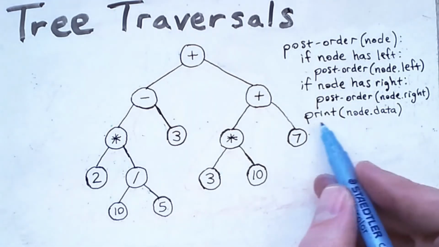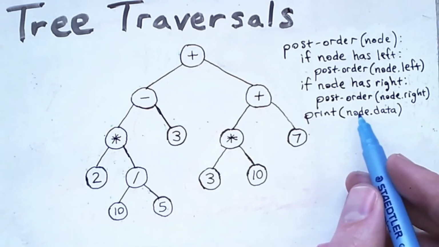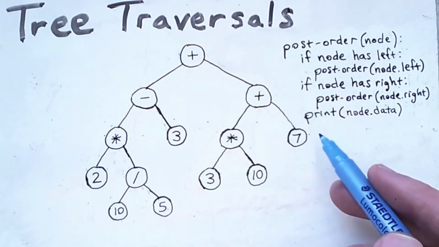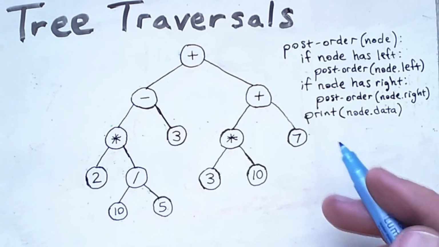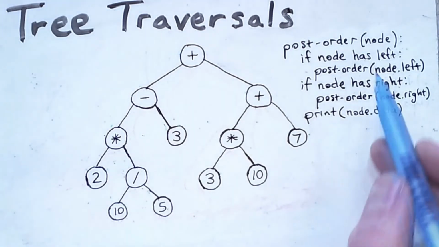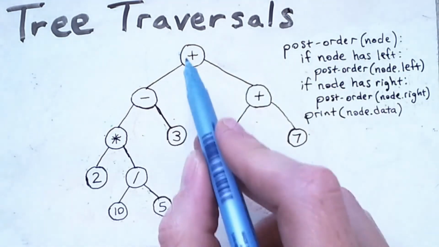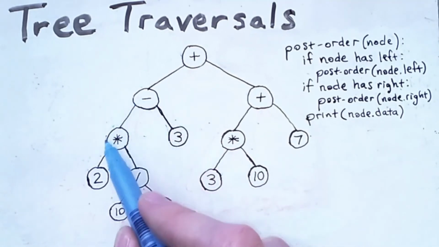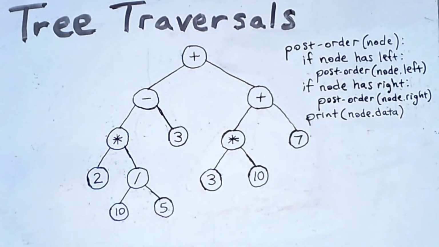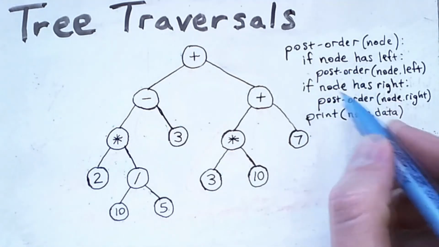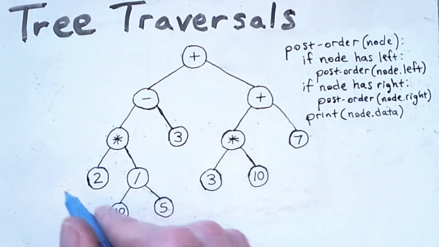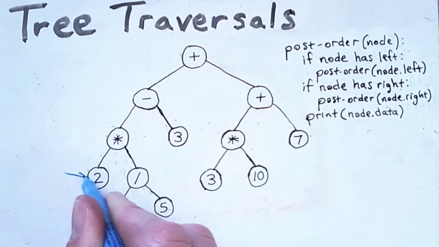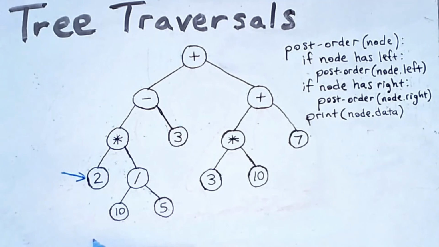We just move the position of this print node data statement from being before the recursive calls to being after the recursive calls. That results in the following traversal order and corresponding output. So if we call postorder on the root, we would go left, and then go left, and then go left. We haven't printed anything yet. It's only once we reach this leaf node that we would fail to go left, fail to go right, because we don't have left or right children, and then we would finally print something. So the first thing we would print in our postorder traversal would be the 2.